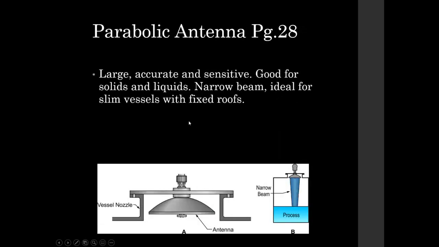Parabolic antenna here, a great big, huge antenna. As a result, it's much more accurate and sensitive. Good for solids and liquids. So this is the first one that got mentioned for solids. Narrow beam, ideal for slim vessels with fixed roofs. Again, not really going to elaborate on it. These are specifically mentioned in the ILMs. So as such, they are fully testable based on these application criteria.